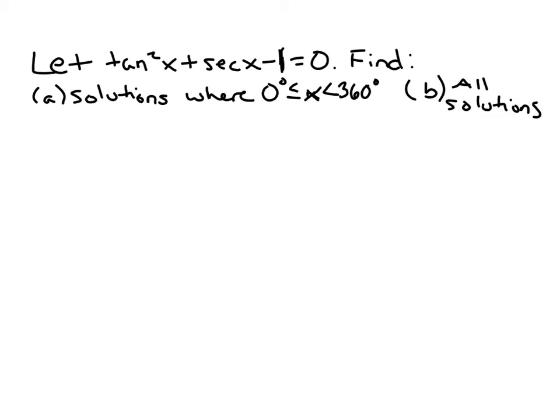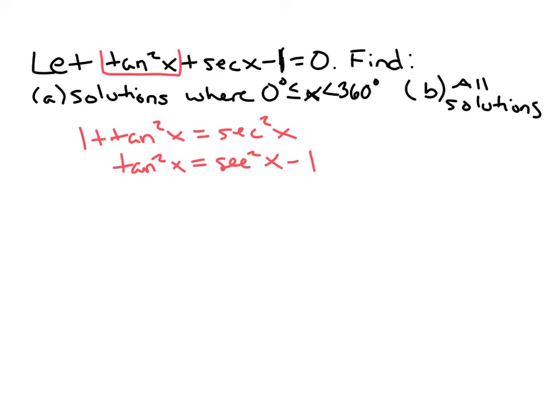The identity that might come in handy here: you may remember that 1 plus tangent squared x is equal to secant squared x. Rearranging that, if we isolate the tangent squared, it's equal to secant squared x minus 1, if you just move the 1 to the other side. If we replace the tangent squared with this expression, then we'll have an equation involving only secant. That's one step better than what we had to begin with.